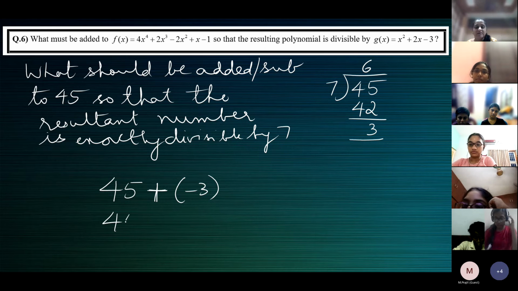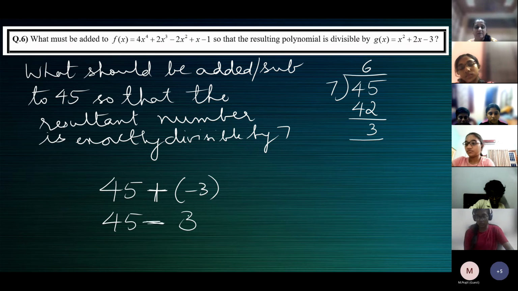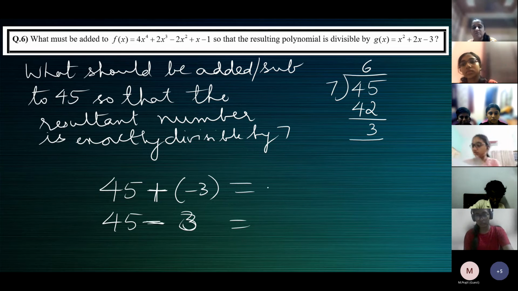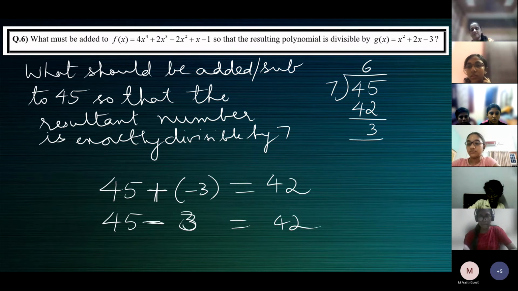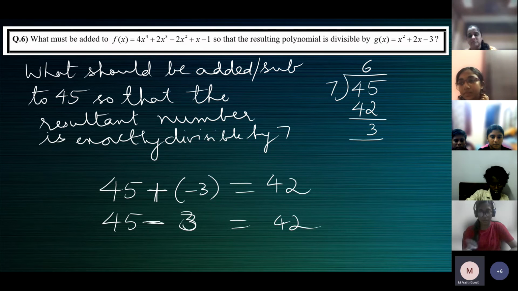What is to be subtracted from 45? The remainder itself. Whatever is the remainder should be subtracted. See here, what's the answer you will get? 45 plus minus 3, so it will be 45 minus 3, 42. Here also 42. You understand? Yes, ma'am. It is a numerical version to understand how it works.